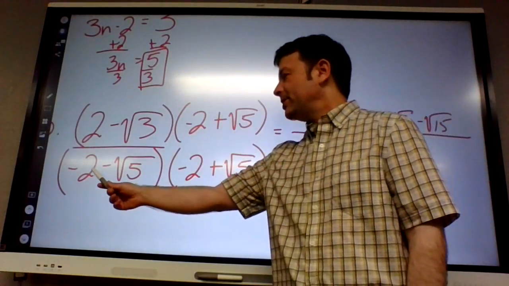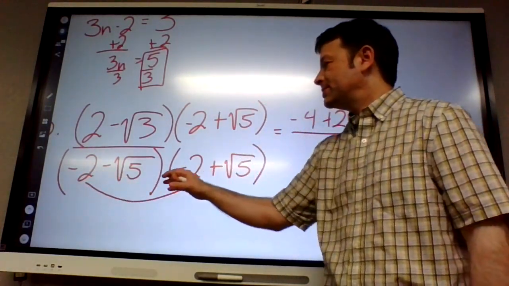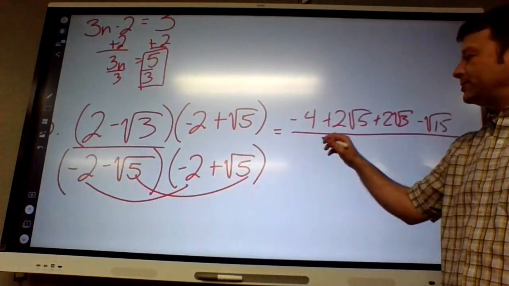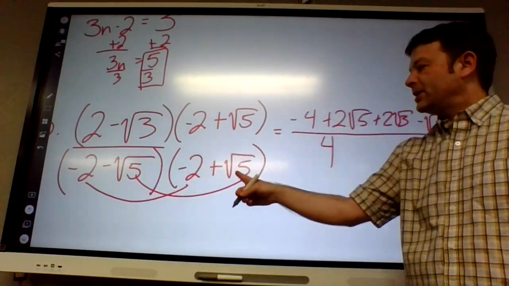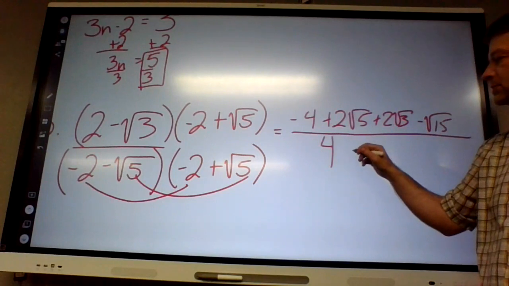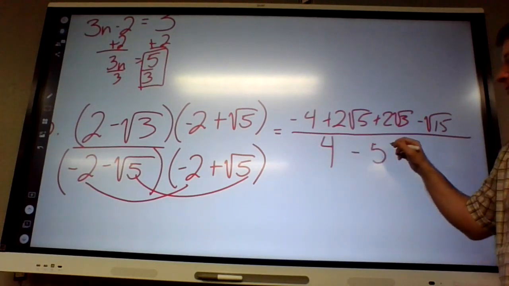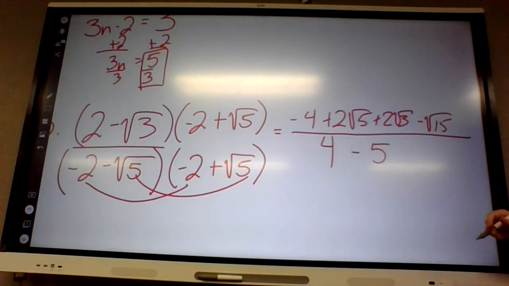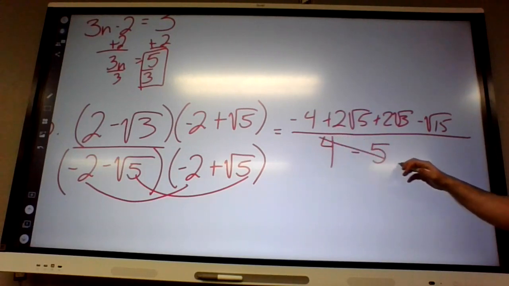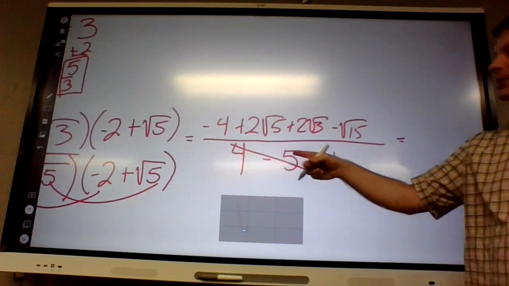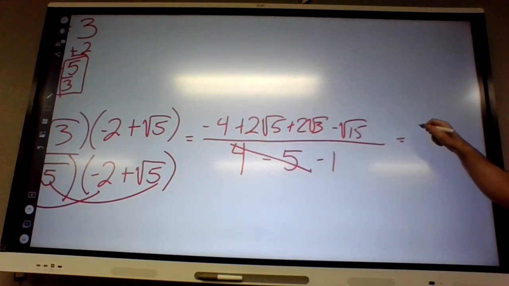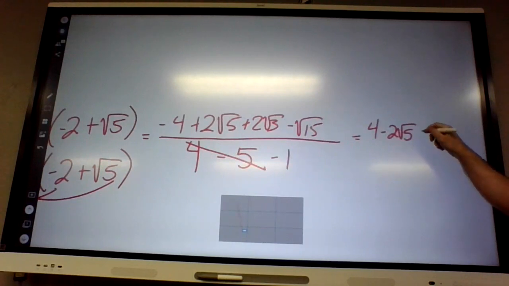Okay, anyways, on the bottom you can just do first and last since they're conjugates. -2 times -2 is 4. Negative square root of 5 times positive square root of 5 is -5. Which 4 minus 5 is -1. And if you divide by -1, it would just switch all those signs. Can't fit it on here.